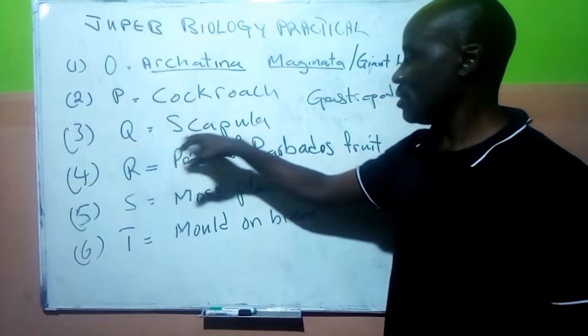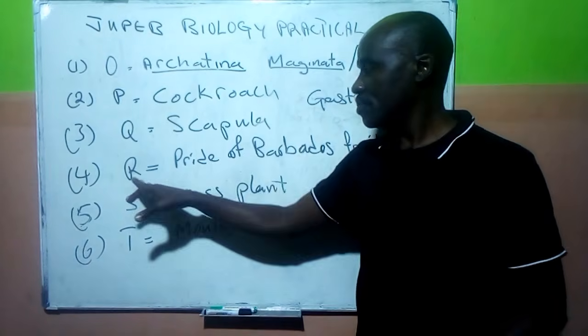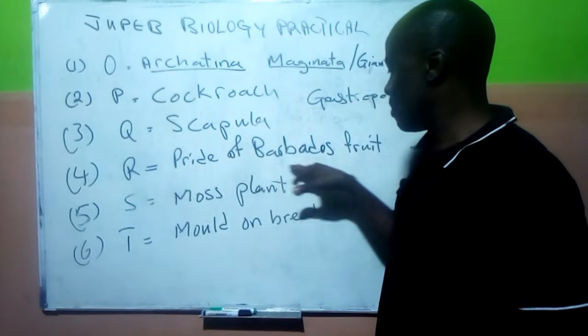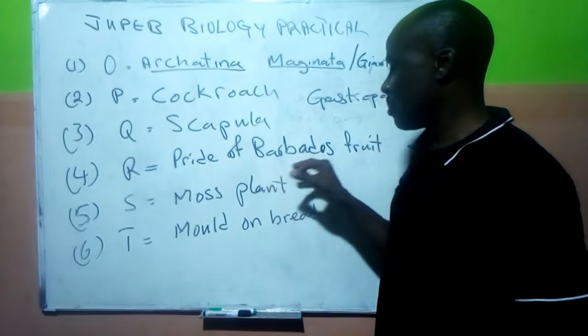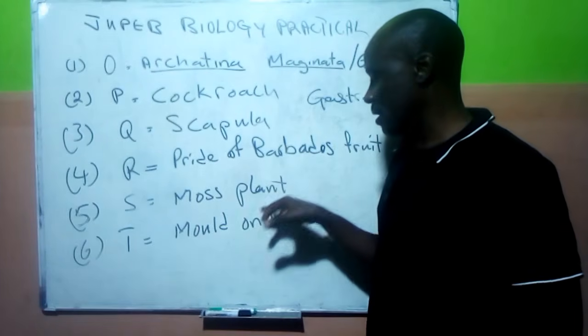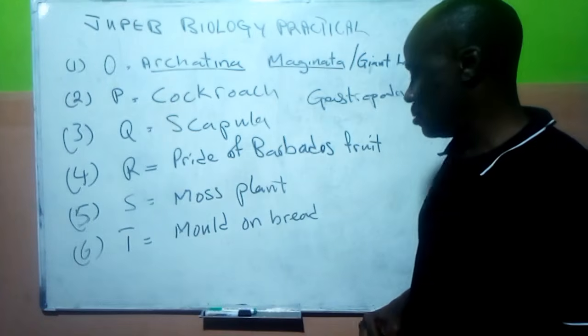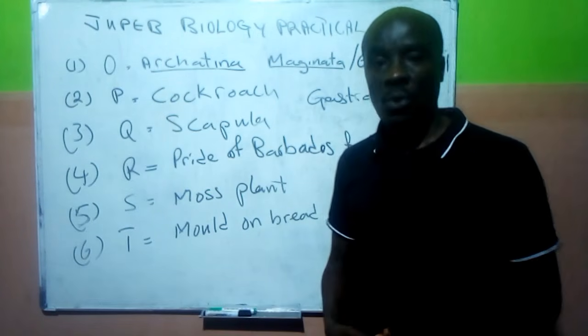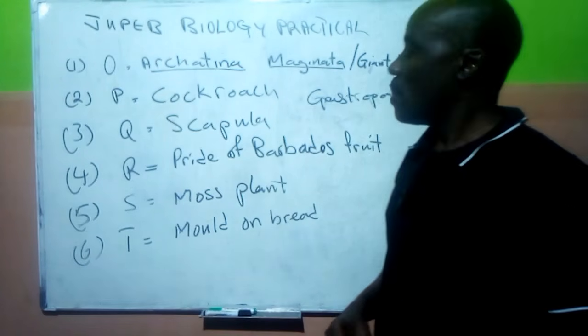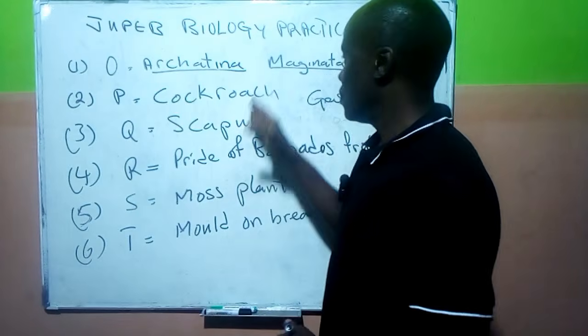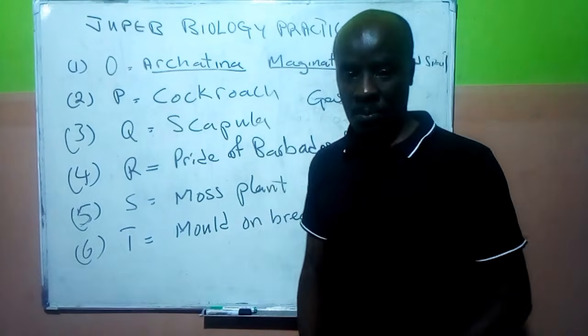The next one we have there is the one we call P, which is cockroach, and Q is the scapula bone. R is pride of Barbados fruit. S is moss plants, and T is what? Mould on what? Bread. So today, let's start from that of the O.